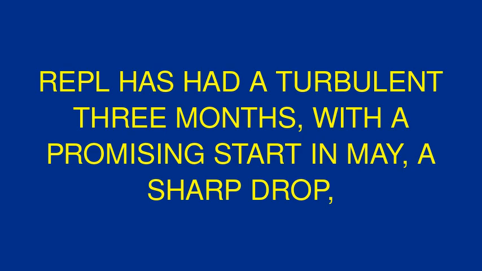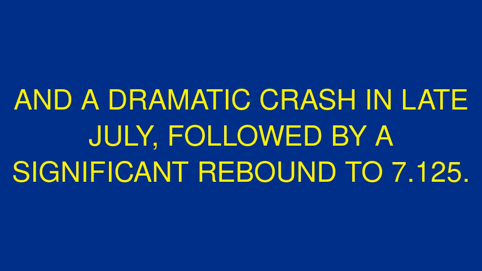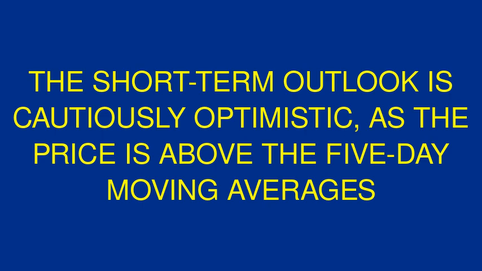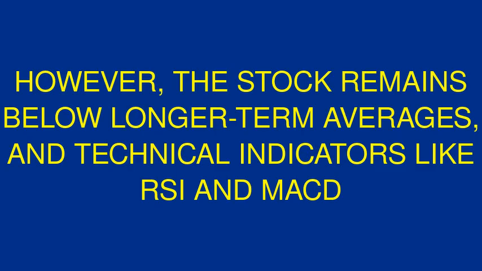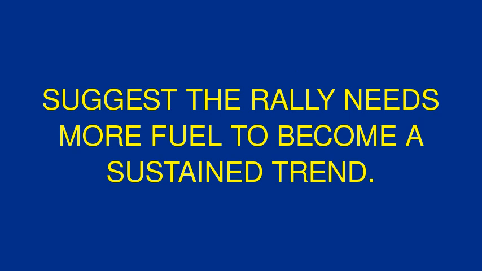Conclusion. REPL has had a turbulent 3 months, with a promising start in May, a sharp drop, and a dramatic crash in late July, followed by a significant rebound to 7.125. The short-term outlook is cautiously optimistic as the price is above the 5-day moving averages and backed by huge volume. However, the stock remains below longer-term averages, and technical indicators like RSI and MACD suggest the rally needs more fuel to become a sustained trend.